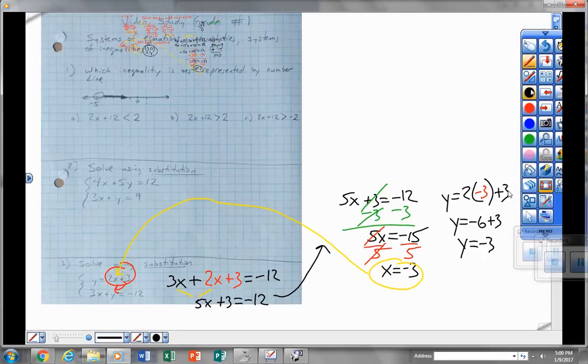And that negative 6 plus 3 gives me negative 3. So that point is negative 3, negative 3. That is my solution point.